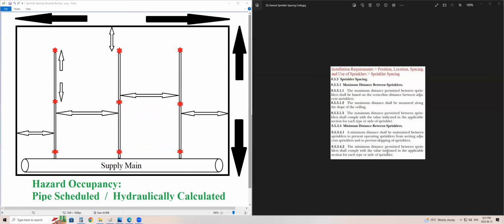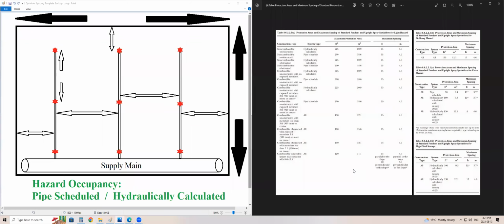The minimum distance permitted between sprinklers shall comply with the value indicated in the applicable section. Same thing as what I mentioned up here with this code up here. So we're just repeating ourselves at that point. All right, so that's basically why I wanted to touch base on this code. I thought it was worth talking about for a quick second.